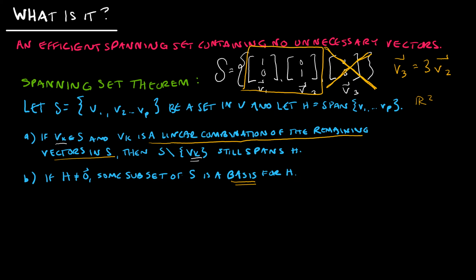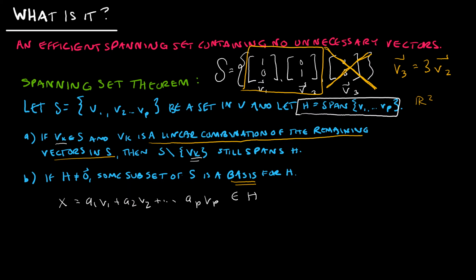Let's say I've got some arbitrary x that can be written as a1 v1 plus a2 v2, all the way up to ap vp, and that is in H. Why is it in H? Because again, H is the span of those vectors, which means anything in H can be written as a linear combination of the vectors in S.